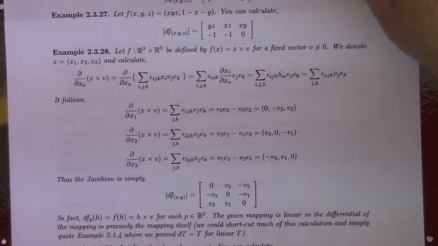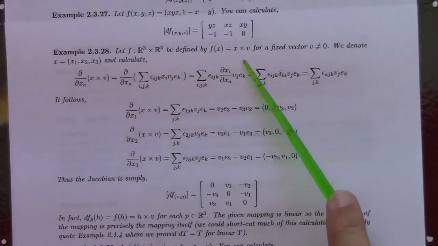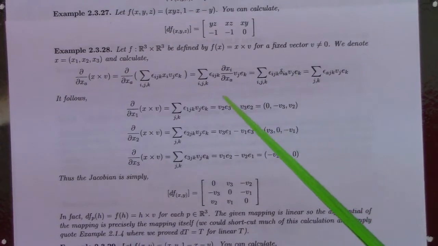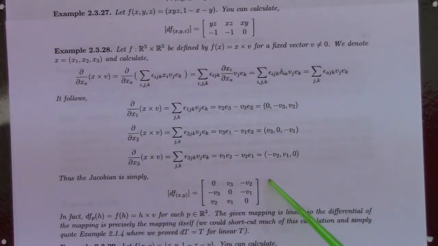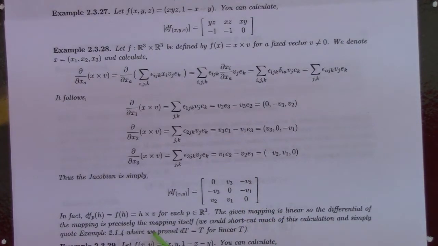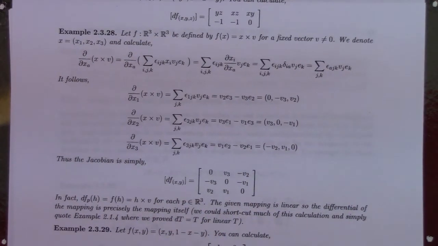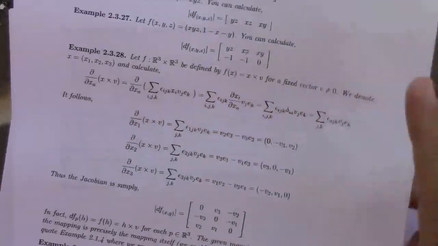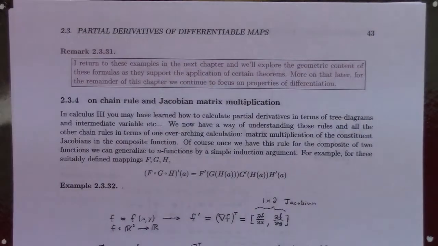I think this one's kind of neat. So here we have the function as the cross product with a fixed vector, and we calculate the Jacobian matrix to be that. So multiplication by this matrix is the same as taking the cross product with V. That's kind of neat. But anyway, tons of examples.